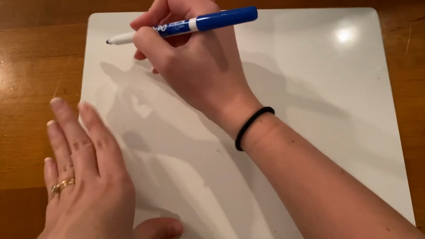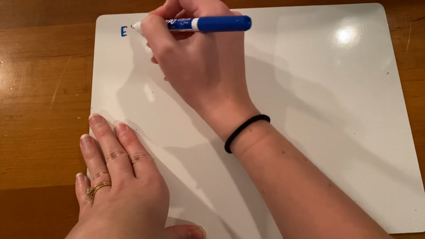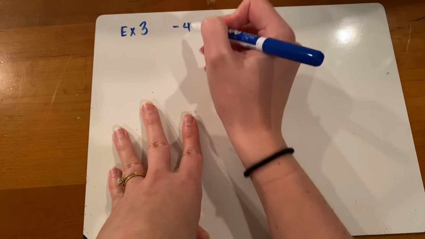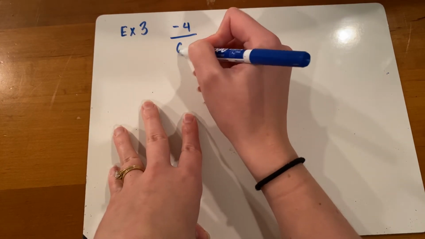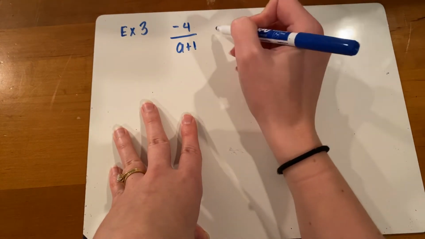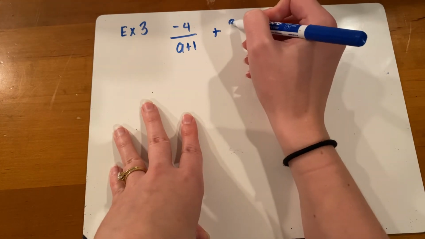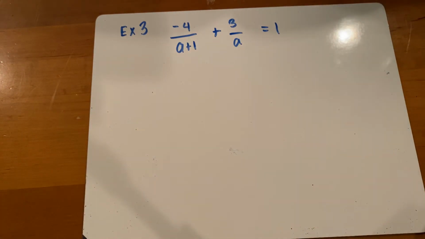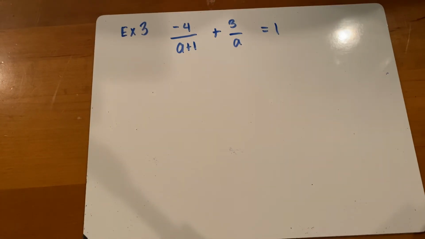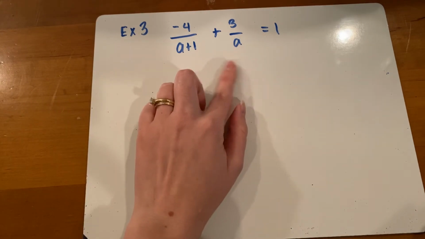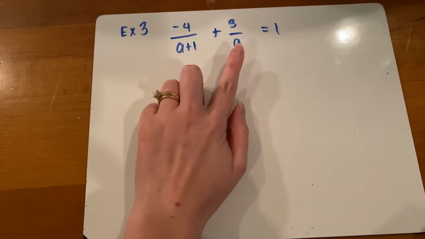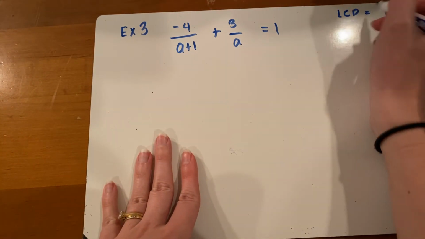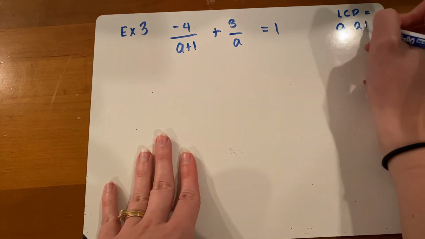Solve the following expression. So for example 3, we are told to solve -4 over a plus 1 plus 3 over a is equal to 1. So again, step 1, what is our least common denominator? Our least common denominator is the product of every unique term in our denominator, so just a plus 1 times a. That's our least common denominator, a times the quantity of a plus 1.